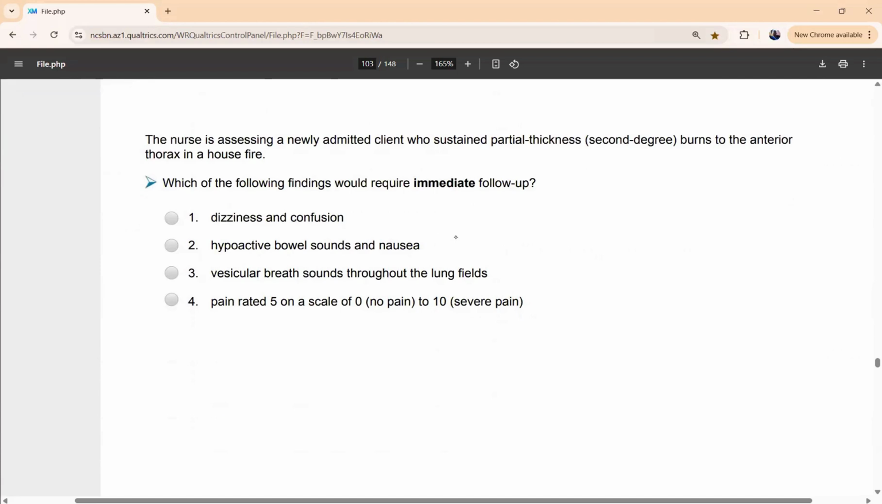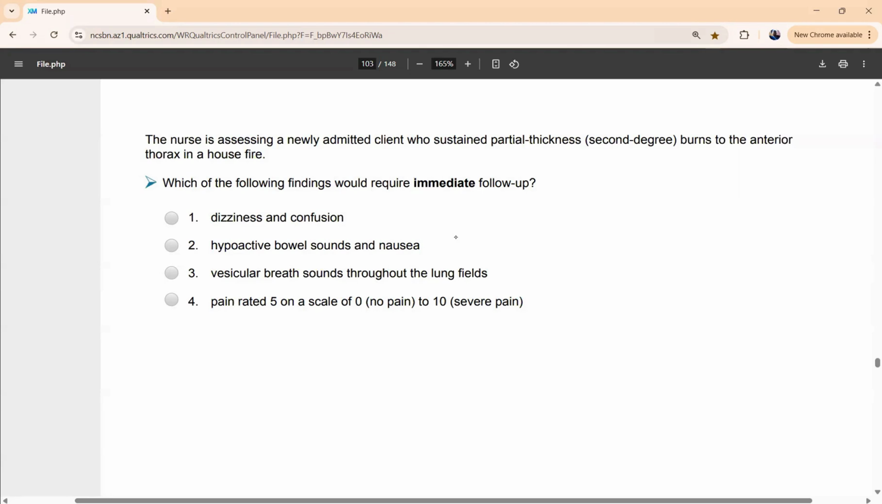All right, answer this question. The nurse is assessing a newly admitted client who sustained a partial thickness, second degree burn to the anterior thorax in a house fire. Which of the following findings would require immediate follow-up? Let me go with your instinct. Immediate means which is life-threatening, which requires something to be done that can make a patient die.